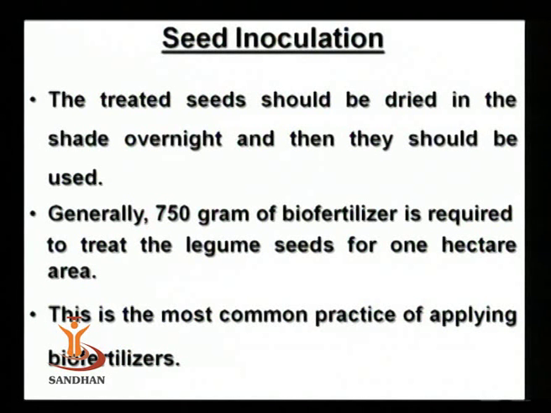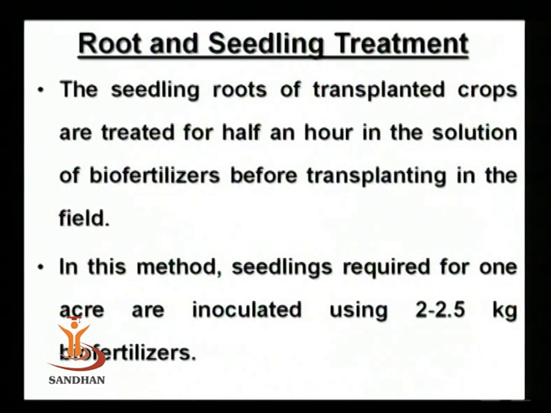Whenever we are going for this method, generally 750 gram of biofertilizer is required to treat the legume seeds for 1 hectare area, and this is the most widely used, most common method of application of biofertilizer. Now the next method is root and seedling treatment. For all plants we are not going to use seed. In some cases we have to directly use roots and root seedlings.